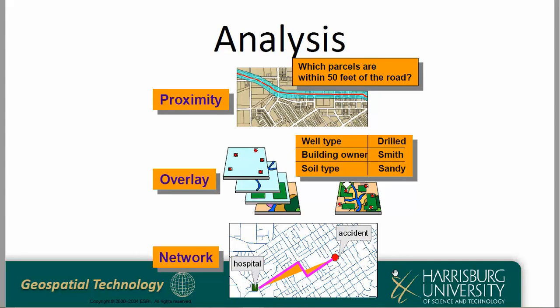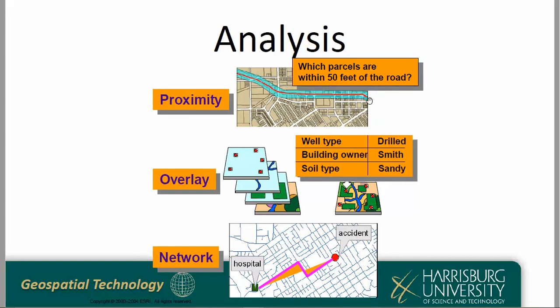In that diagram, the road is bright red, and when we say find all the parcels that are within 50 feet, the light cyan color or blue is what's called proximity, or buffering that road by 50 feet. That cyan color, anything that overlays then, is one of those parcels that are within 50 feet.